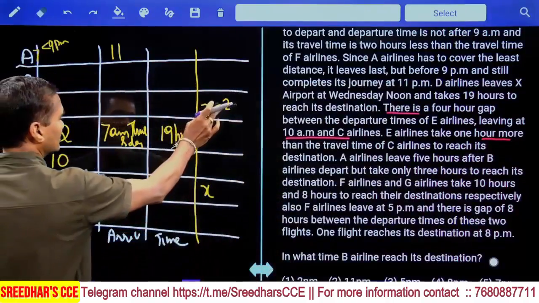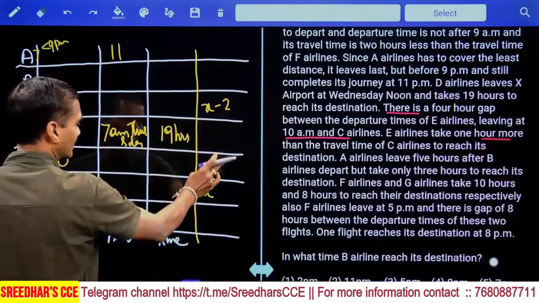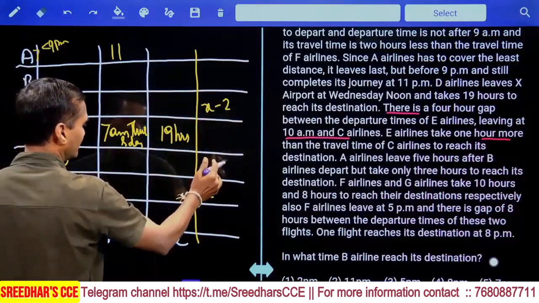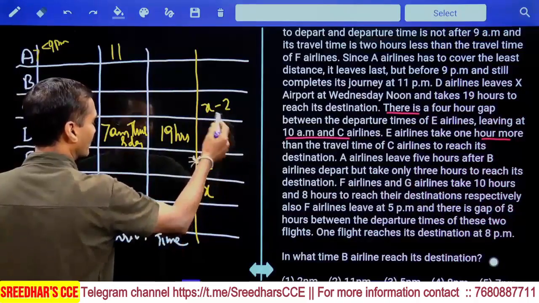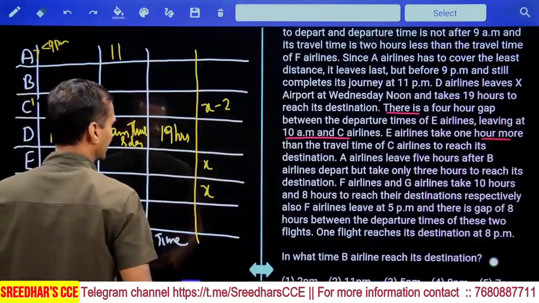Now C airlines, how much is it taking? X minus 2. Now E has to take X minus 2 plus 1, isn't it? X minus 2, 1 more hour. 1 more hour means, tell me what is the time it has to take?